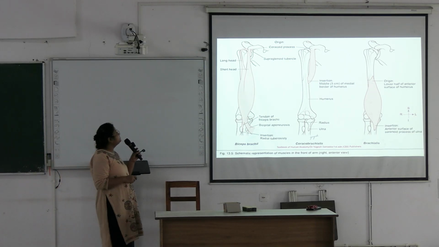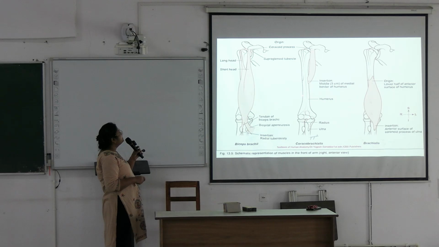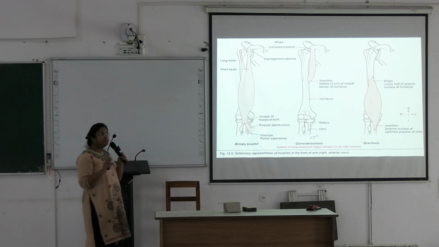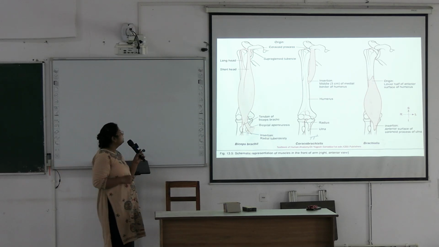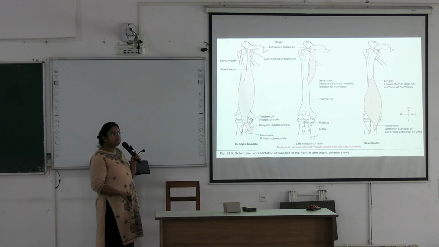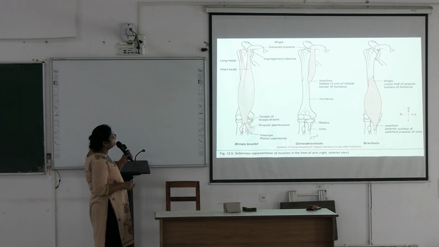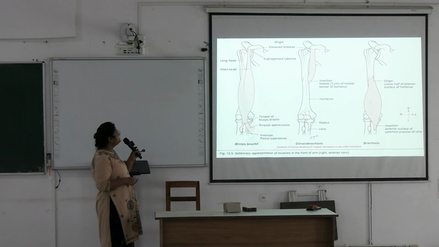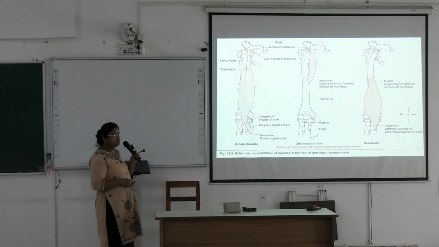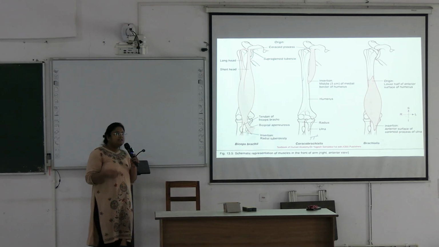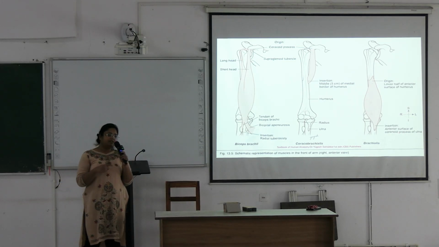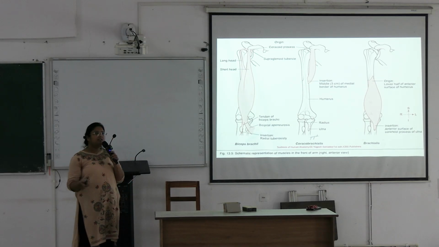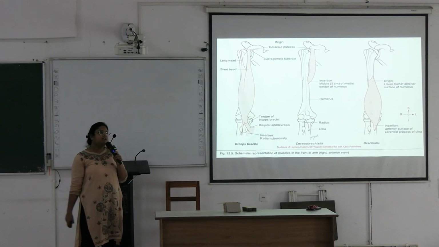Next is coracobrachialis, originates from the tip of the coracoid process, inserts near the middle of the shaft of the humerus in the rough oval area, and nerve supply is by the musculocutaneous nerve. Here also musculocutaneous nerve. Next is brachialis, origin is from the anteromedial and anterolateral surface of the lower half of the humerus, and inserted into the anterior surface of the coronoid process of ulna. It is a composite muscle because half of it is supplied by the musculocutaneous nerve, the other half is supplied by another nerve.